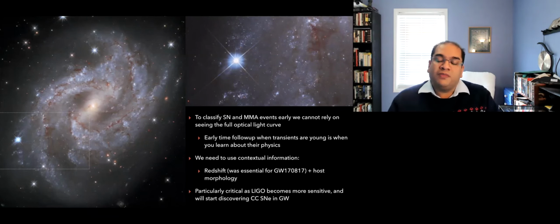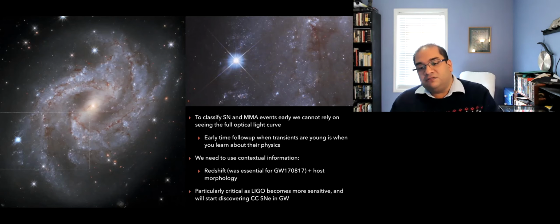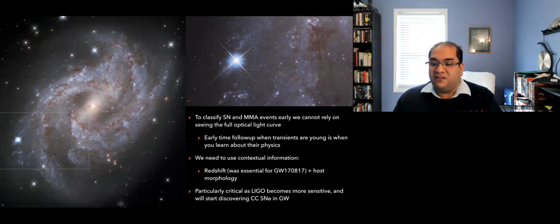So if you want to do things like connect the gravitational wave signal to the EM signal and understand the equation of state of neutron stars, you really need that early time data. If you can't use the light curve, then you have to use contextual information. And so that leaves you with trying to get redshifts for a whole bunch of galaxies, which is critical for GW170817. As a community, we got really lucky that it was in a galaxy that happened to have a redshift and was reasonably well studied. But we also have things like host morphology from deep stacks of the images.